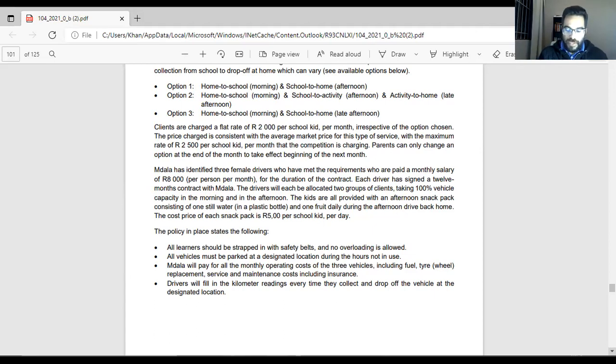So 2,000 times 66 gives you 132 times 10, which will give you 1.3 million Rand. Okay, so now you know what you can generate. Then they're telling you that the rate is consistent with the average market price, with a maximum rate of 2,500 Rand per kid from another competitor. So just be aware, okay? It's important to have a look at this.